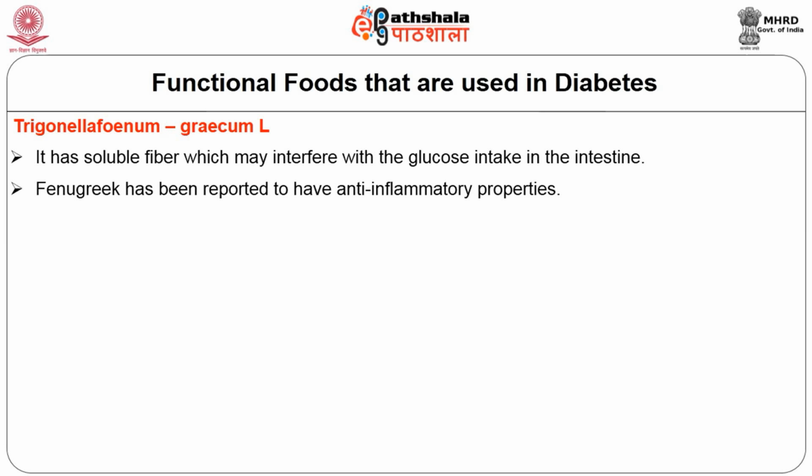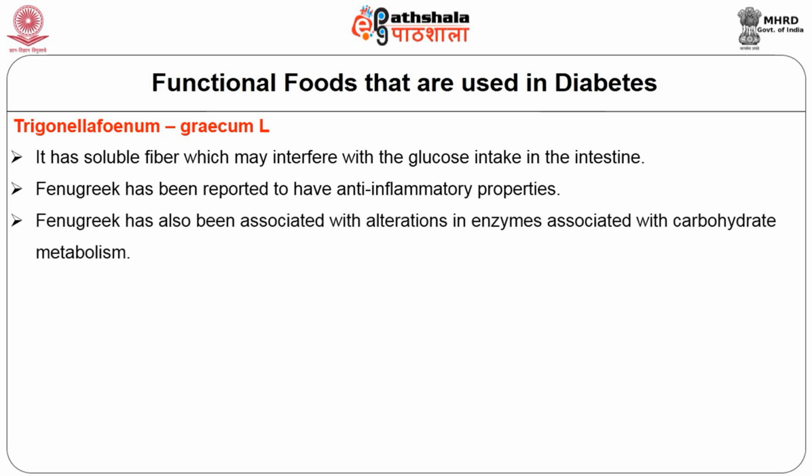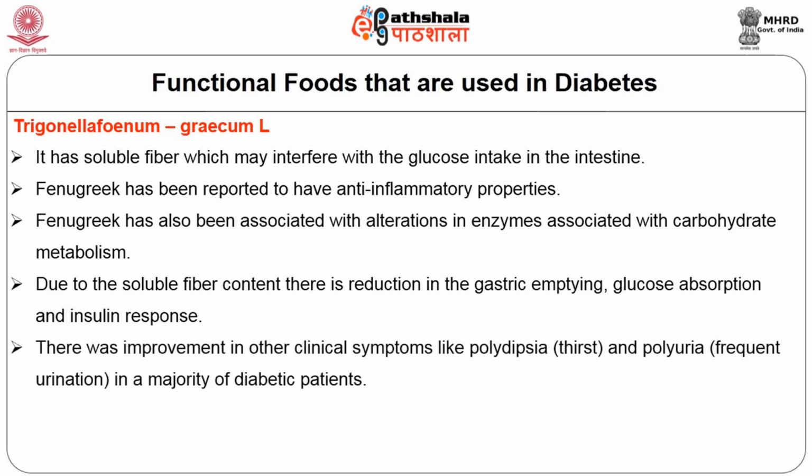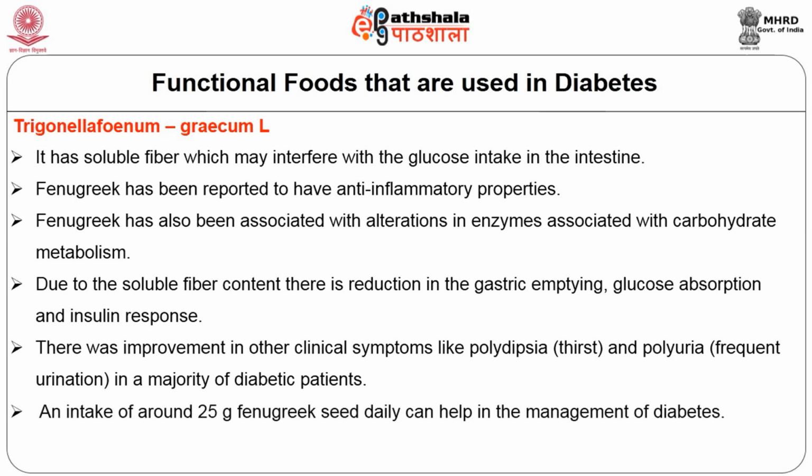Fenugreek has been reported also to have anti-inflammatory property and can modulate enzymes that are associated with carbohydrate metabolism. Due to the soluble fiber content, there is reduction in gastric emptying, glucose absorption and insulin response. There was improvement in other clinical symptoms as well, like polydipsia and polyuria, in many diabetic patients. An intake of about 25 grams of fenugreek seed can be immensely helpful in the management of diabetes.